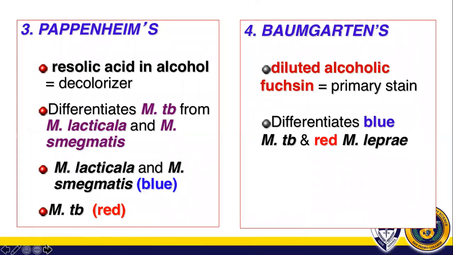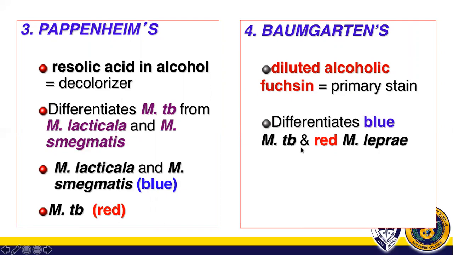Now, apart from Ziehl-Neelsen and Kinyoun's technique, we also have Pappenheim's, which makes use of rosolic acid in alcohol as the decolorizer instead of acid alcohol. So this technique differentiates Mycobacterium tuberculosis from Mycobacterium lacticola and smegmatis. Smegmatis and lacticola are stained blue, while Mycobacterium tuberculosis is stained red. So if you notice, from the first technique up to the third technique, Mycobacterium tuberculosis is stained red.